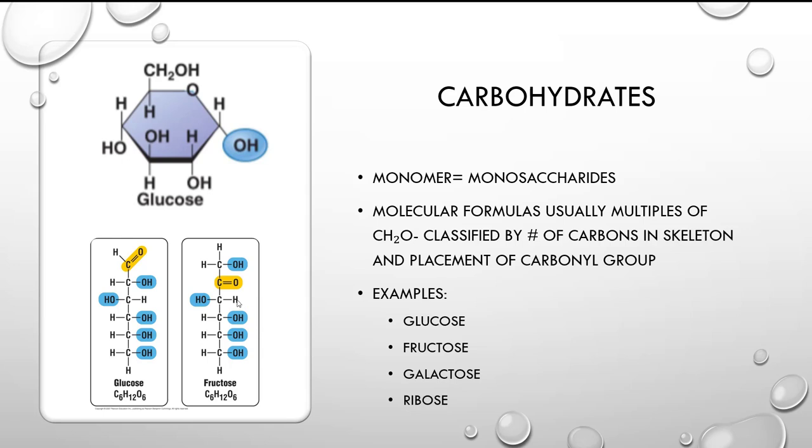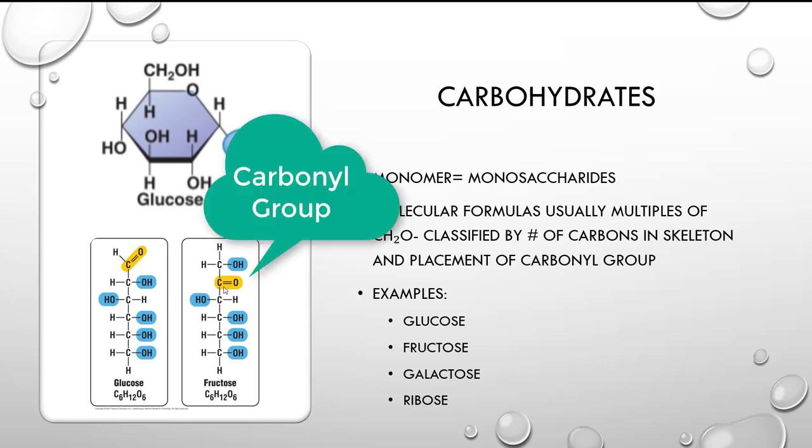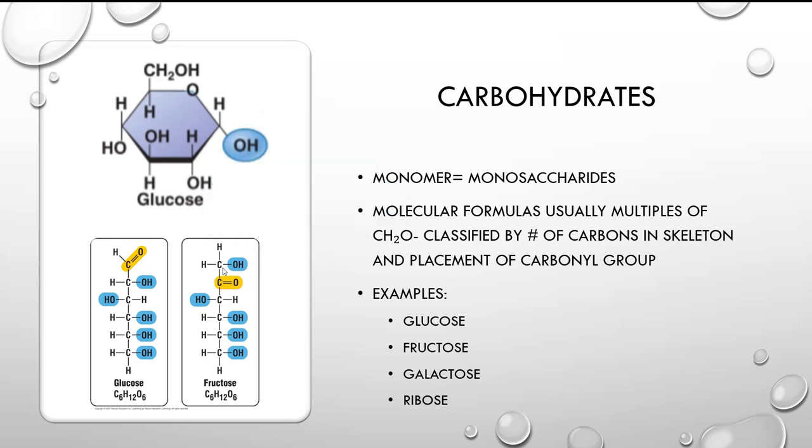And in this case, what determines their function is the placement of that functional group. What was it called when you have carbon double bonded to oxygen? That's a carbonyl group. So the carbonyl group, if it's in the second carbon, that would be fructose, versus in the first carbon, that's glucose.